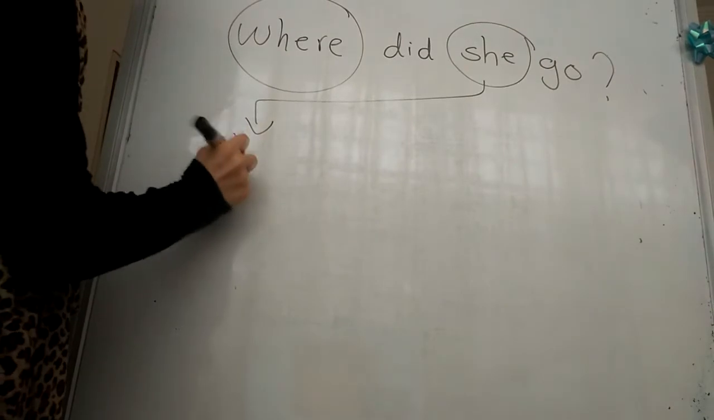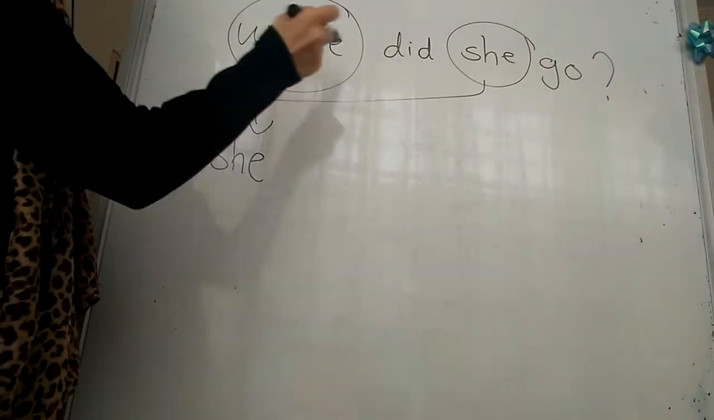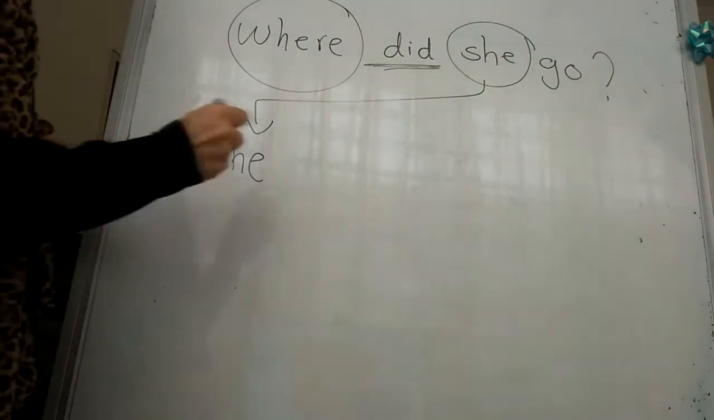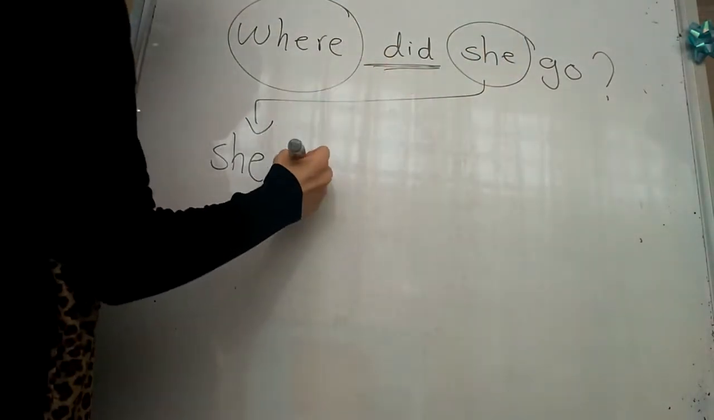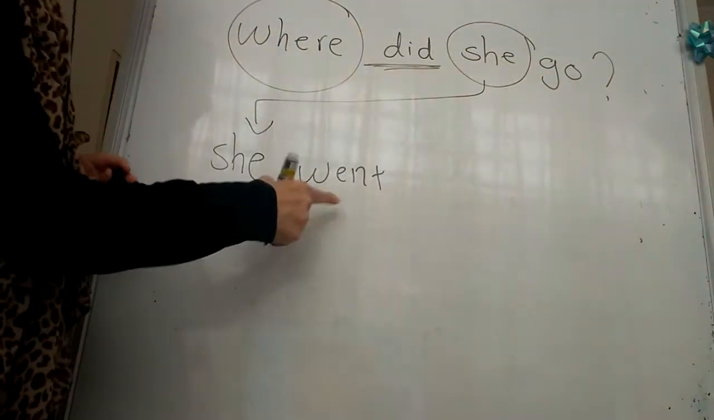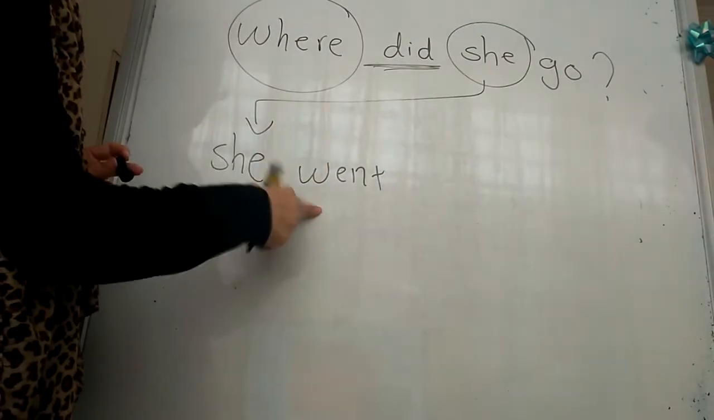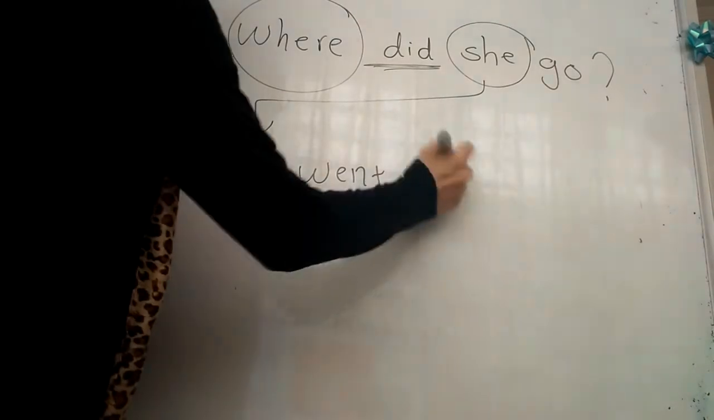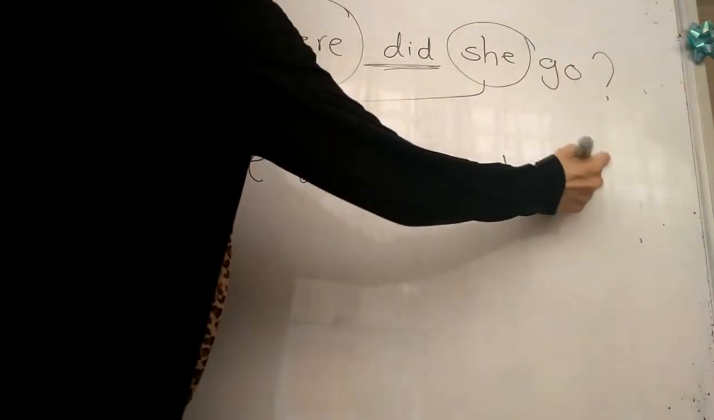Where is the subject? The subject is "she". So we start with "she". Because the question is connected with something that happened in the past, we look at the verb, "go". The verb here is the base form, so we change it to the past. So, "she went", for example, "she went to the mall."